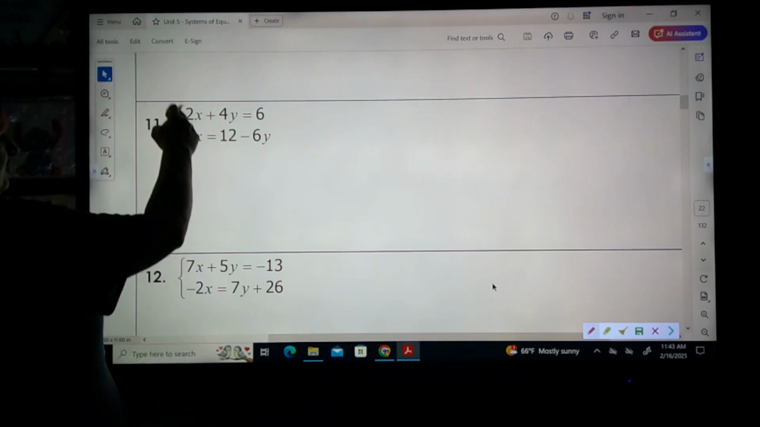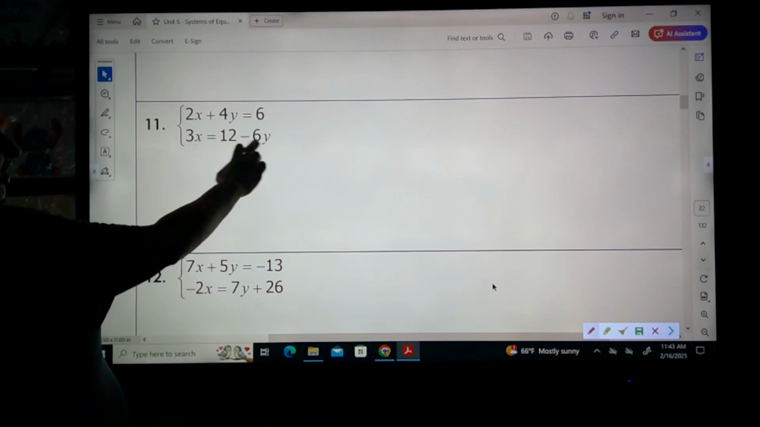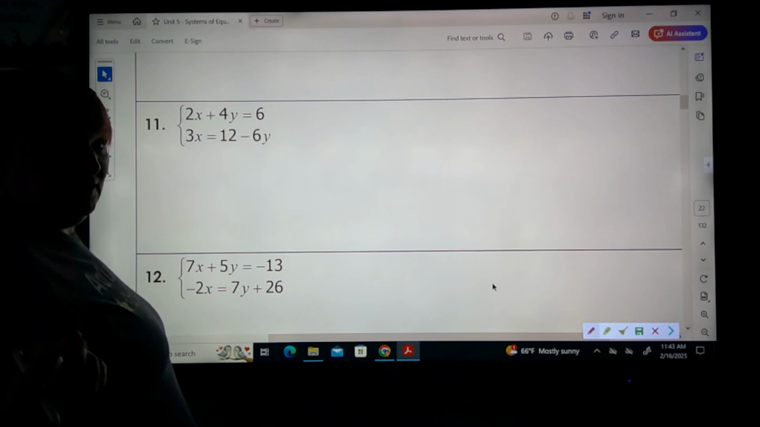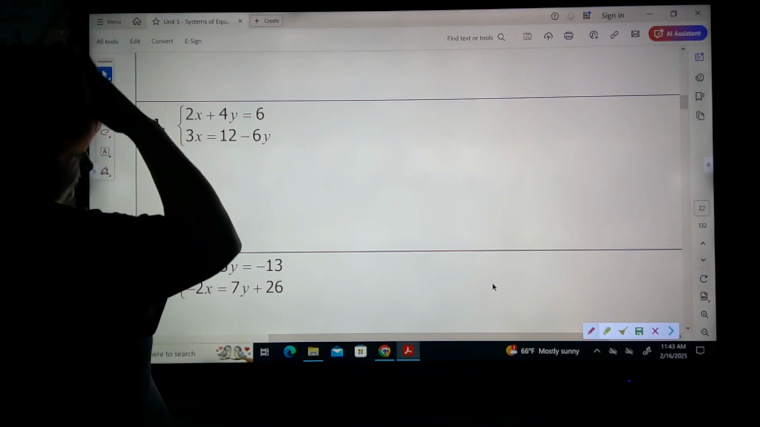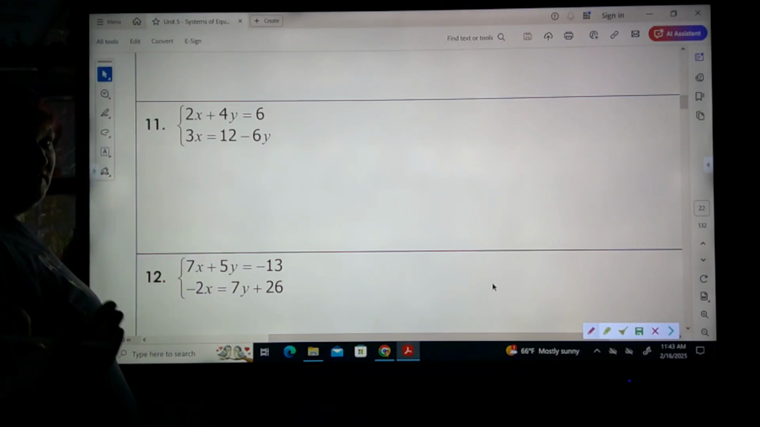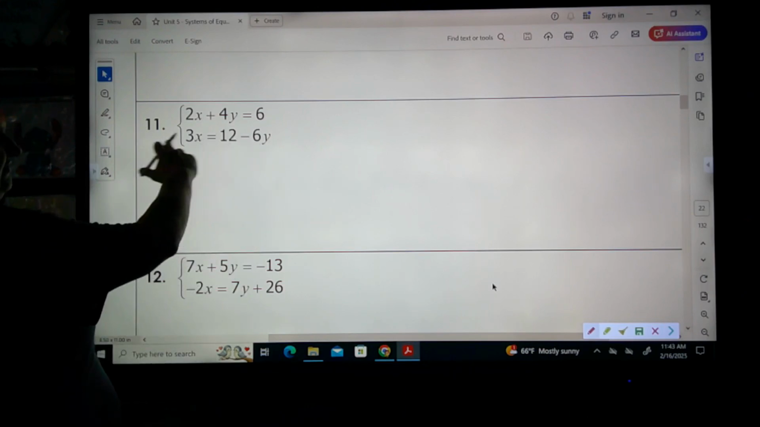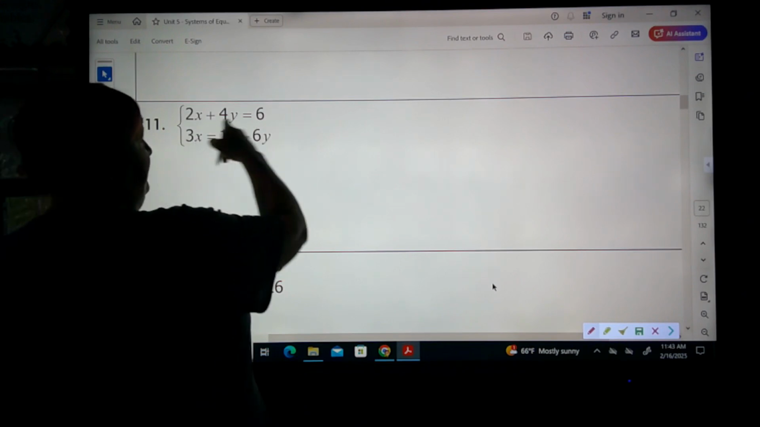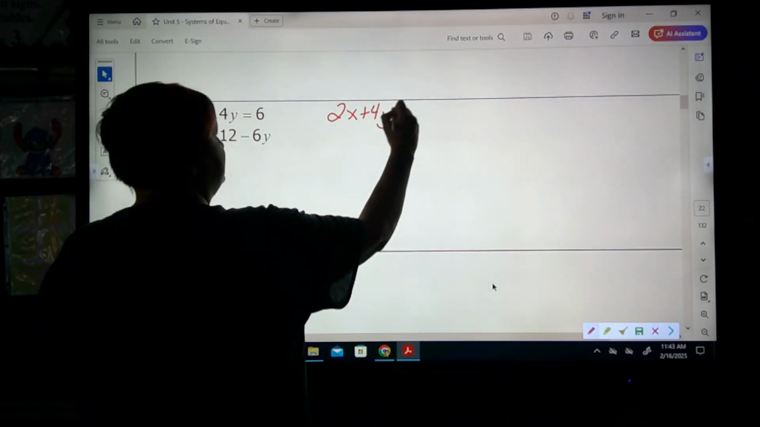Alright, so common multiple would be 6. Oh, be careful, they're not in the same order. Remember, the directions said we have to line them up. So whatever we do in the end, we have to line them up. You can't cancel them if they're not lined up. So the first thing I'm going to do before I even touch this is rearrange it. I'm keeping the first equation just as it is. 2x plus 4y equals 6.